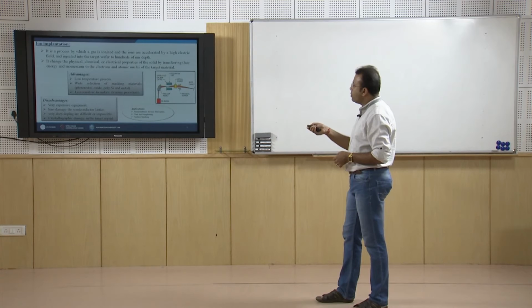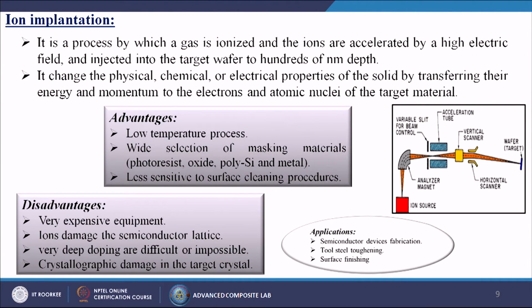So, it is a process by which a gas is ionized and the ions are accelerated by a high electric field and injected into the target wafer to hundreds of nanometers depth. It changes the physical, chemical or electrical properties of the solid by transferring their energy and momentum to the electrons and atomic nuclei of the target material.